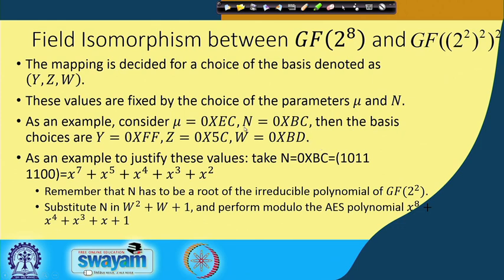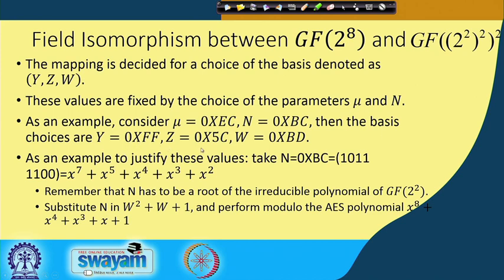So, here are some choices which were proposed in Canright's paper. Remember that I can also express them as a GF(2^8) element. Therefore, I express mu in hexadecimal notation as EC, and n as BC. If you use this and take this value of mu, then the topmost polynomial becomes y squared plus y plus mu, and if you solve it, you should get a value of y which is say 0xFF.